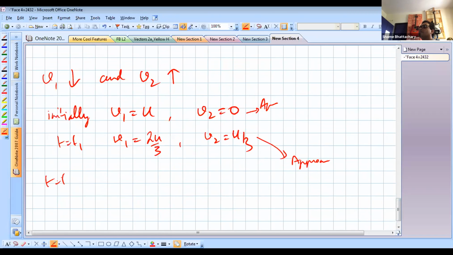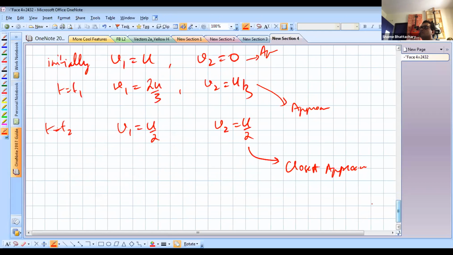Now let's say at a certain instant of time T2, V1 becomes U by 2 and V2 also becomes U by 2. That is the time when they have come to closest approach, because their relative velocity is 0. After that, V1 continues to decrease and becomes, let's say, U by 4, and V2 becomes 3U by 4, and they are now starting to separate. That process will continue.